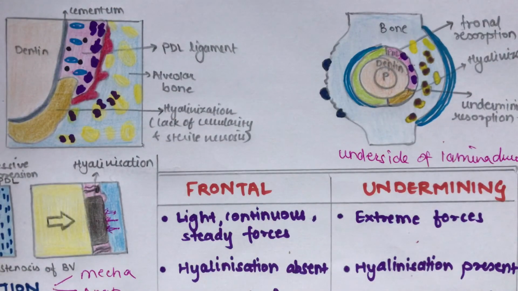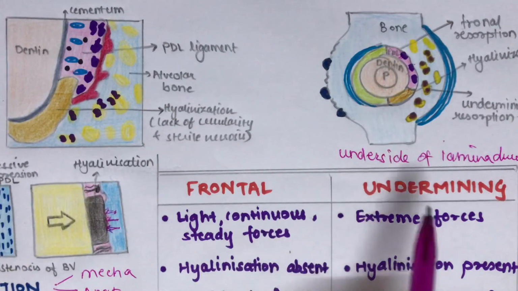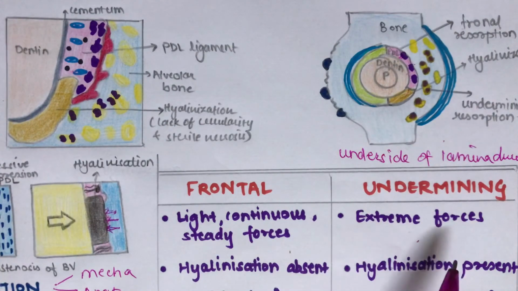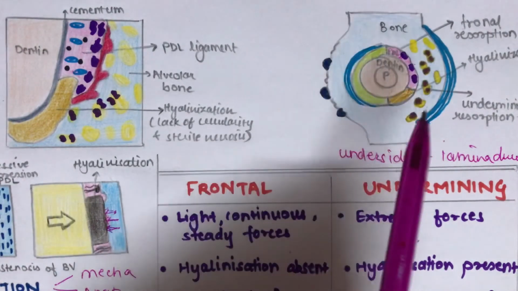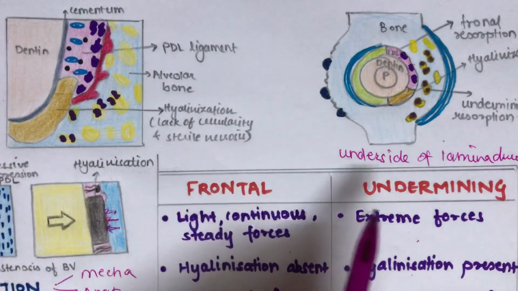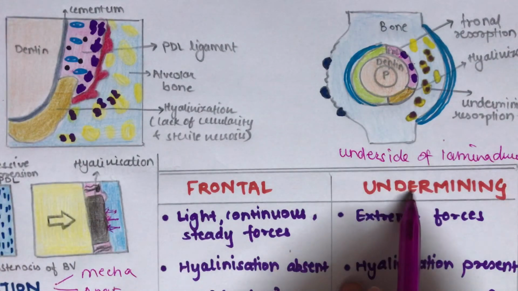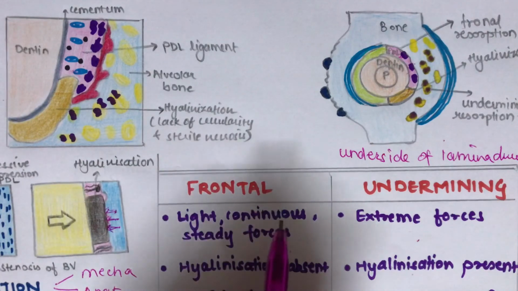In orthodontic practice, the objective is to produce tooth movement as much as possible by frontal resorption, so that tooth movement is not delayed, because in undermining, until and unless the hyalinized tissue is removed, tooth movement ceases. However, undermined resorption will probably occur despite efforts to prevent it, but it should be minimized. It is unavoidable in the initial stages, but the main objective is to minimize undermined resorption and focus more on frontal resorption.